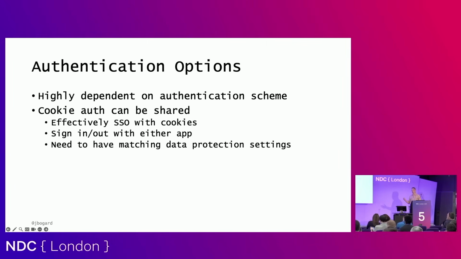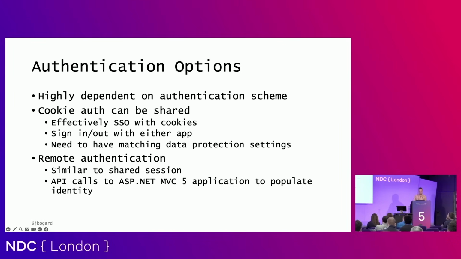If you're doing cookie authentication, then you can have both applications share the same data protection certificates and be able to decrypt those cookies on both sides. We can do that. So this is effectively single sign-on at this point, right? If you're in a web farm scenario, you're probably already doing this anyway. So we can configure the ASP.NET Core application to also handle this as well. That means we can also sign in or out with either application.